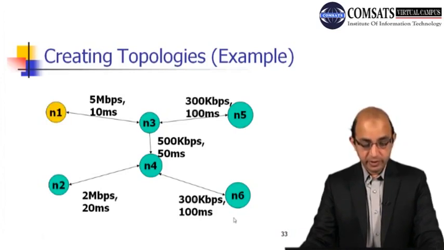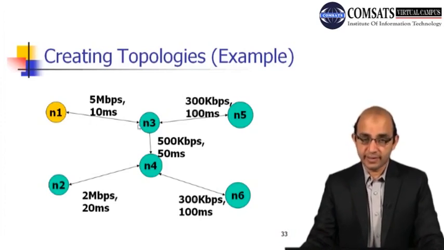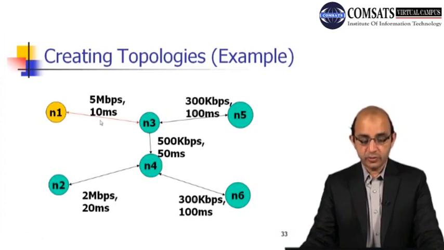Again, here we have more than 2 nodes: N1, N2, N3, N4, N5, and N6. You can see this is node N1, and the arrows are indicating a duplex link, right? So two-way communication, 5 megabit per second. This is the bandwidth of the link between N1 and N3, and this is the latency, right?